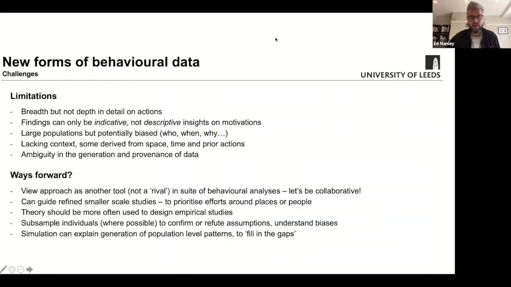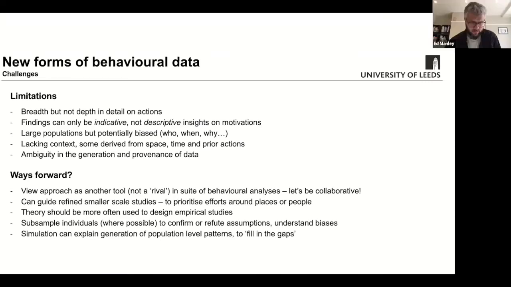So again, it's another use of these behavioral data. But of course, there's a but. These data sets give us breadth, descriptions, but not much depth in terms of what's going on. So we really are quite indicative rather than offering a great deal of insight. We also have still remaining issues in terms of bias: who generates the data, when the data is generated, and why. And often, while we can build in some context over space and over time, when policies are in place and not, for example, we still lack individual level context. We still don't really understand what are the constraints or what's acting upon the individual. And there are ambiguities around the generation and the provenance of the data.